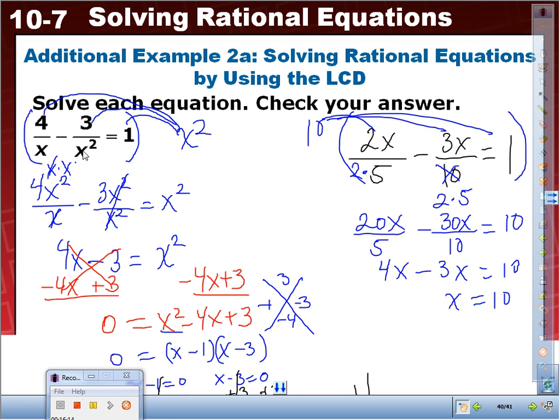Well, I factored this one. This was x times x, and I saw that this one needed an x, so our common denominator was x squared. I get the common denominator, multiply everything times that except the denominator. So therefore, x squared times 4, that's 4x squared. Denominator stays the same. X squared times 3, that's 3x squared, and the denominator stays the same. X squared times 1, that gives us this.